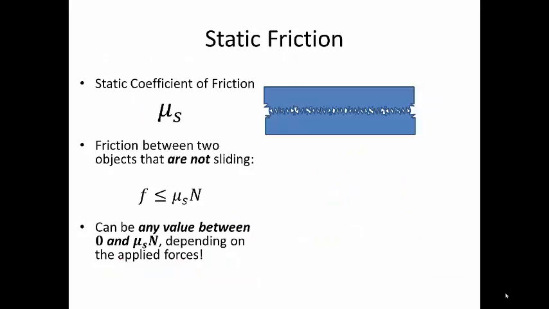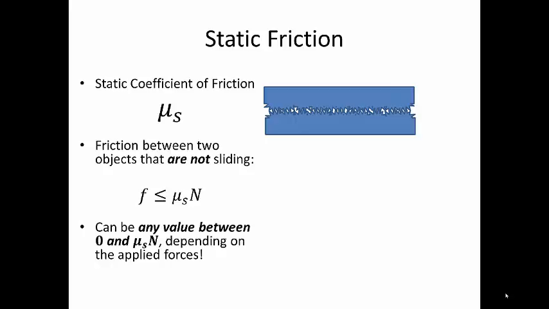Let's talk about static friction and kinetic friction before we move any further so that we understand how this plays into our equations. The static coefficient of friction is represented by mu sub s. This is the friction between two objects that are not sliding, and that friction is always going to be less than or equal to our static coefficient of friction times the normal force. It can be any value between 0 and our static coefficient of friction times the normal force, depending on the applied forces that we have.